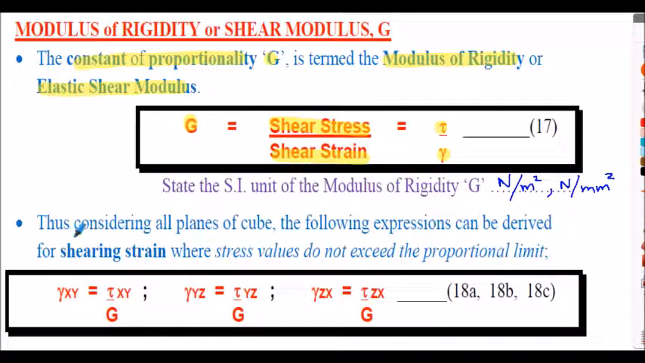So considering all planes of a cube, like we looked at previously for shear strain, where the stress values do not exceed the proportional limit, we can say the shear strain in the xy direction is the shear stress in the xy direction divided by G, and the shear strain in the yz direction is the shear stress in the yz direction divided by G, and so it goes on. We can work out shear strains as well as shear stresses.